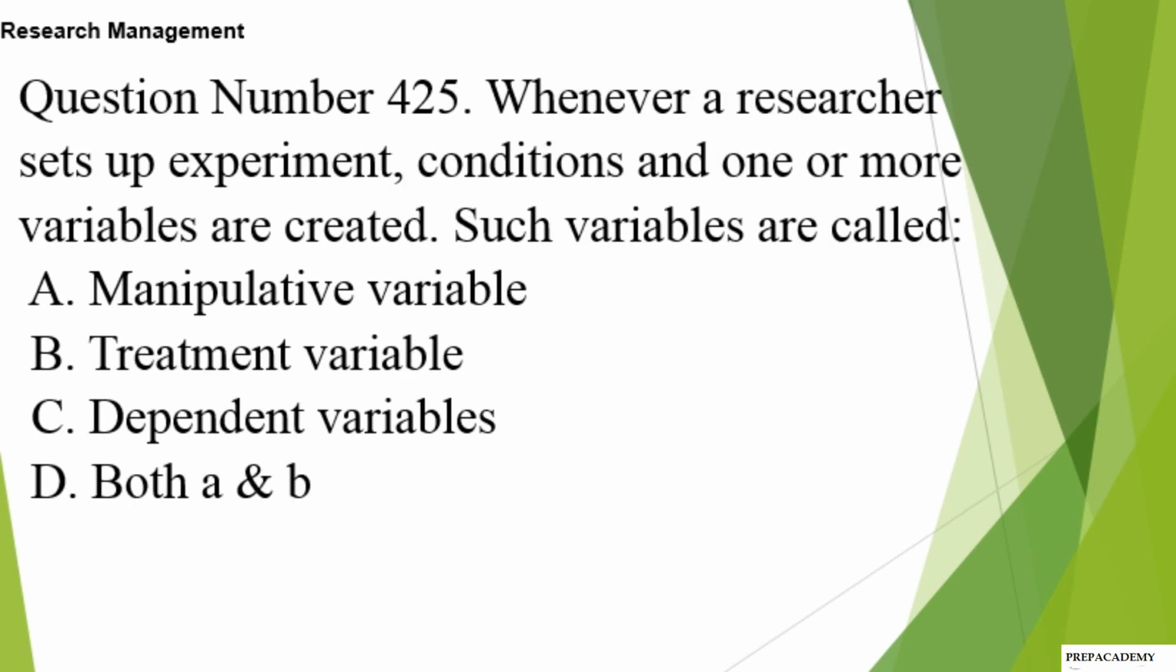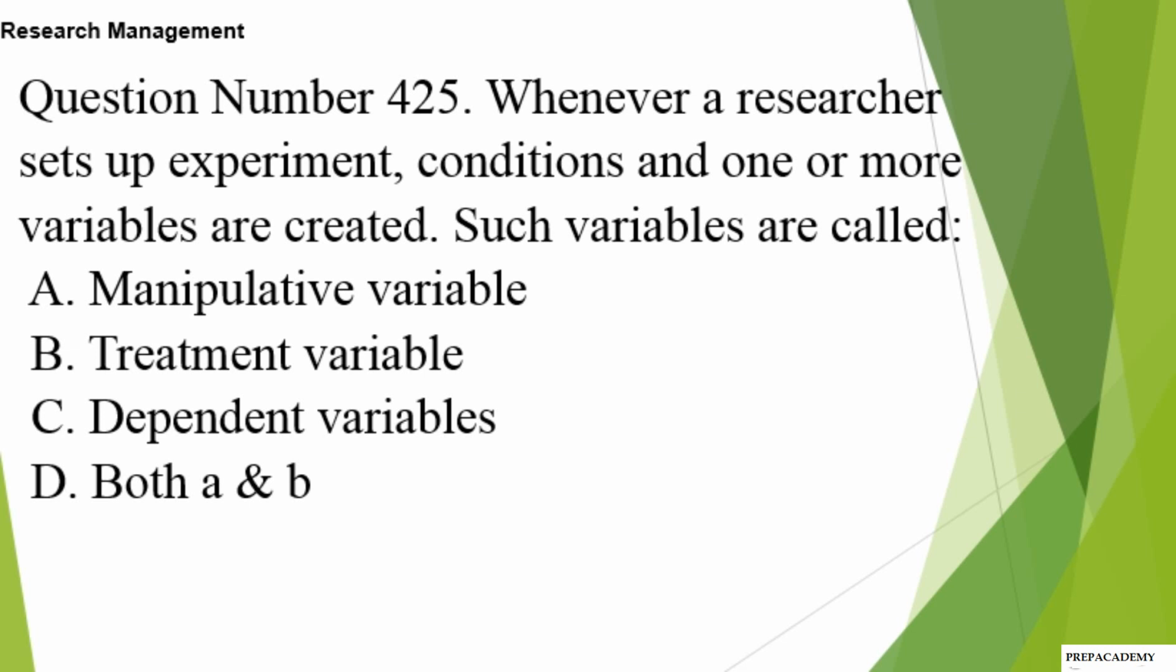Independent variable. Question number 425. Whenever a researcher sets up experiment conditions and one or more variables are created, such variables are called A. Manipulative variable. B. Treatment variable. C. Dependent variables. D. Both A and B. The correct answer is option D.